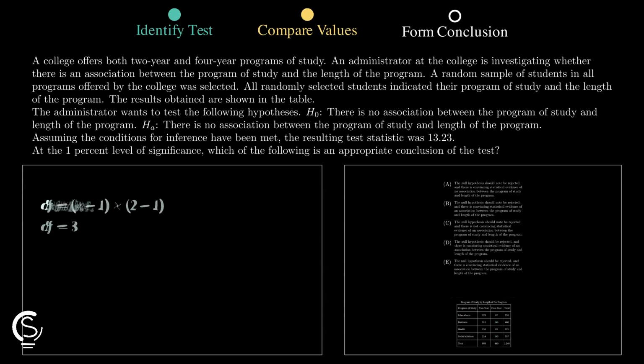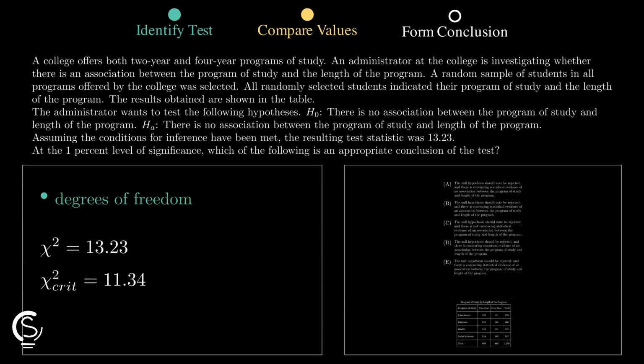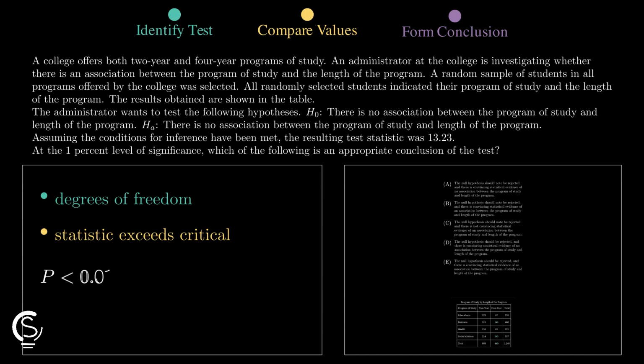Next, compare our test statistic of 13.23 to the critical value for 3 degrees of freedom at the 1% significance level, which is 11.34. Boom, it is larger. Since the test statistic is greater than the critical value, we reject the null hypothesis and conclude there is convincing evidence of an association. You got this. Keep going.